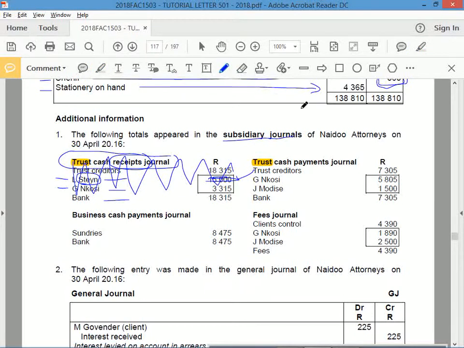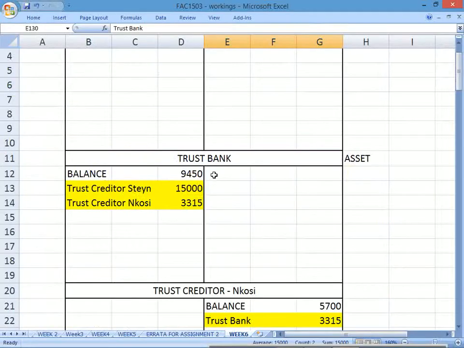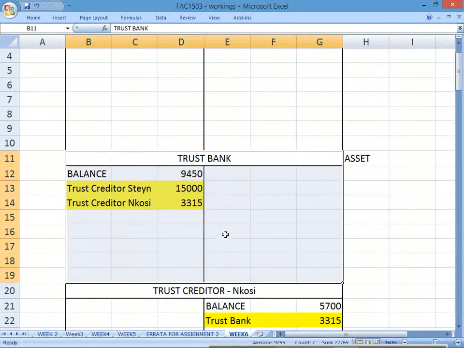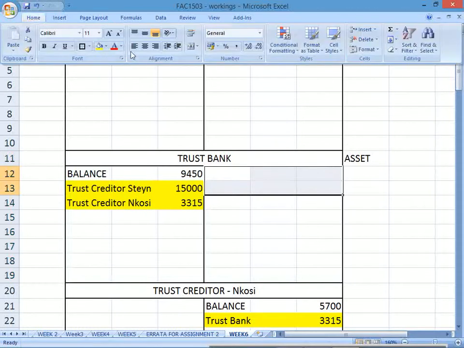So again, I'm just thinking about two things, bank and trust creditors. That's all. Nkosi and Modise are paying. So what's going to happen to the money in the trust bank account? It's going to go down because they're paying, right? If you're paying and you're using client money, the client's money is going to decrease, right? Logical. Okay, so how do you decrease an asset? Yes, so let's show that.